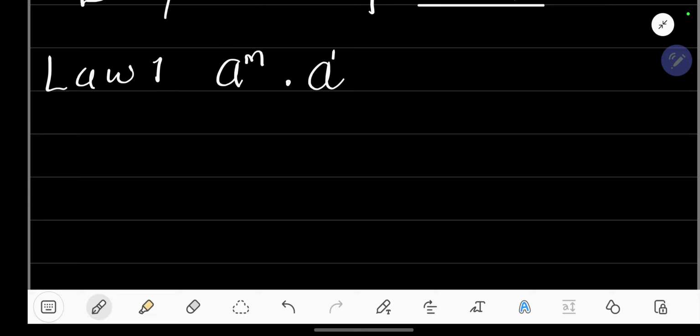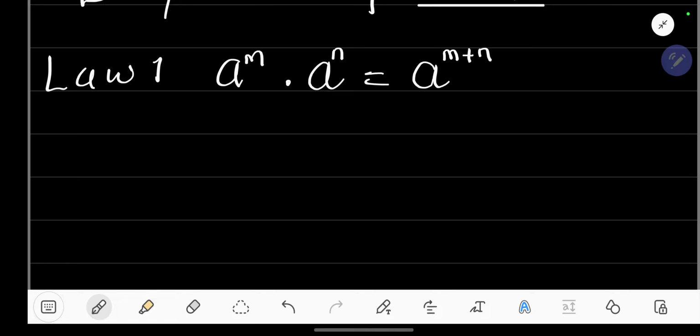Remember that this dot means multiplication. When you multiply the powers of the same base, if you see that this base is a and that base is a, they are the same, and the only difference is the exponent, then whenever you multiply the powers of the same base, just add the exponents. You take one base to represent the two bases, and then you add your exponents.